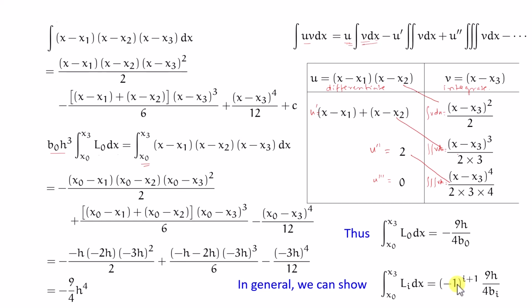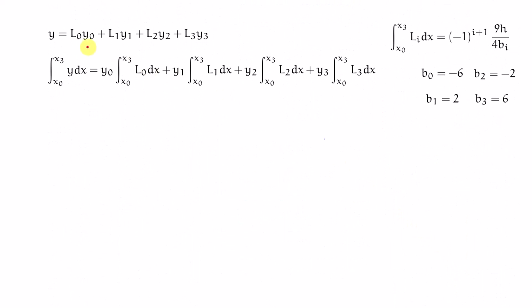So now we are ready to evaluate the integral. Here I had this expression y equals L0 y0, L1 y1, L2 y2, L3 y3, and we have just seen that the integral of Li dx is minus 1 to the power i plus 1, 9h by 4 bi. Although I have not derived it for all i, I have derived it for L0. You can try the derivation for the other i's yourself. These b values are: b0 is minus 6, b2 is minus 2, b1 is 2, and b3 is 6.